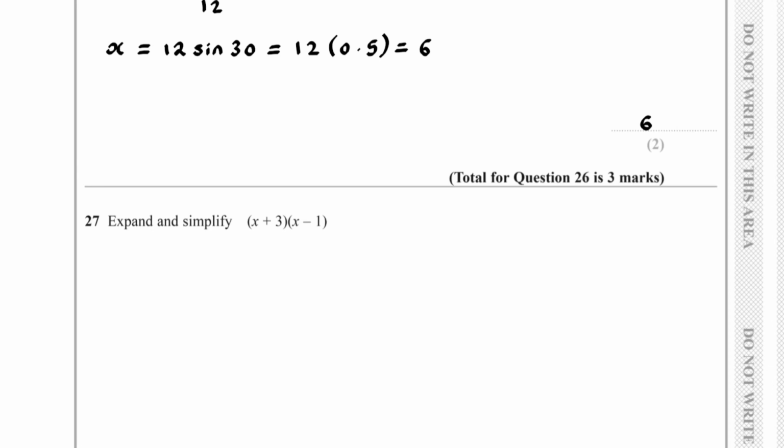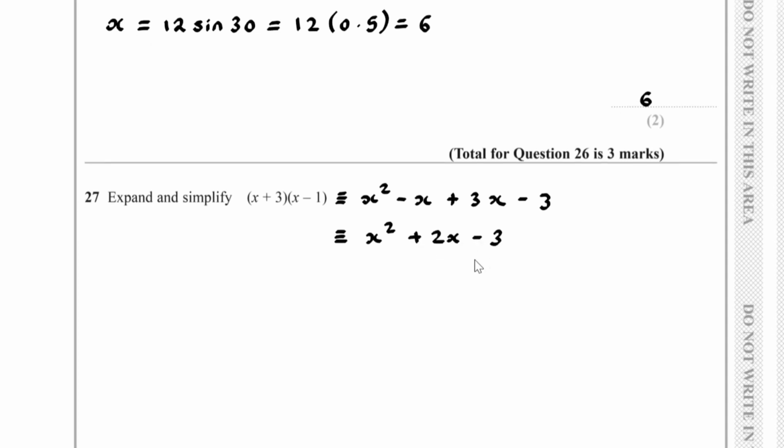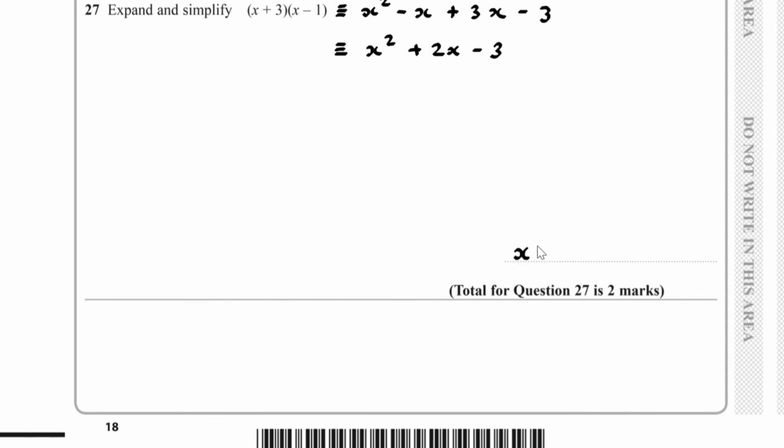Question 27, we have to expand and simplify x plus 3 times x minus 1. Well, x times x is x squared, x times minus 1 is minus x, 3 times x is 3x, 3 times minus 1 is minus 3. So we end up with x squared plus 2x minus 3. So I've got x squared plus 2x minus 3.